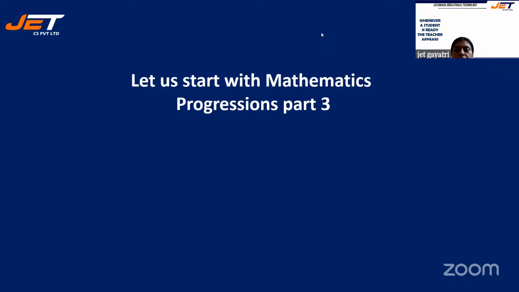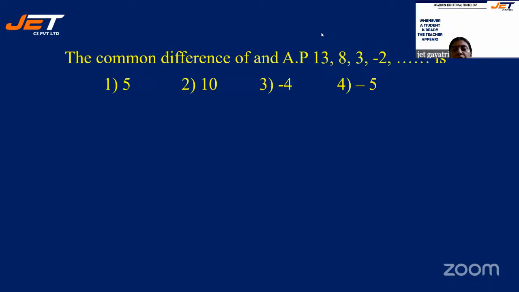Now, let's move on to the sums. We have already done the basics, so I'm sure all of you will be able to do the sums. All right? Now, the common difference of the AP 13, 8, minus 3, minus 2 is... All right, so let's try solving it.